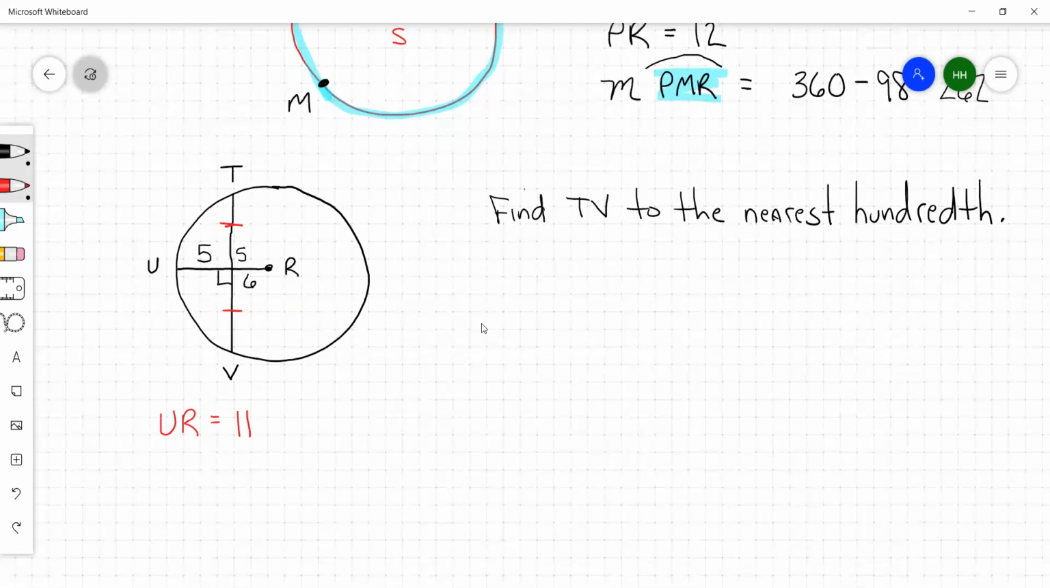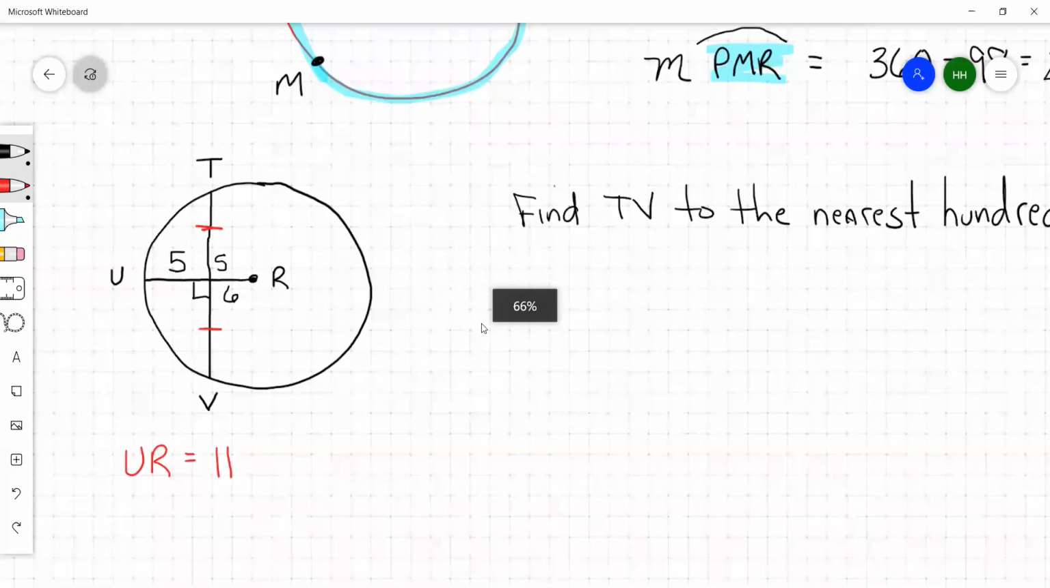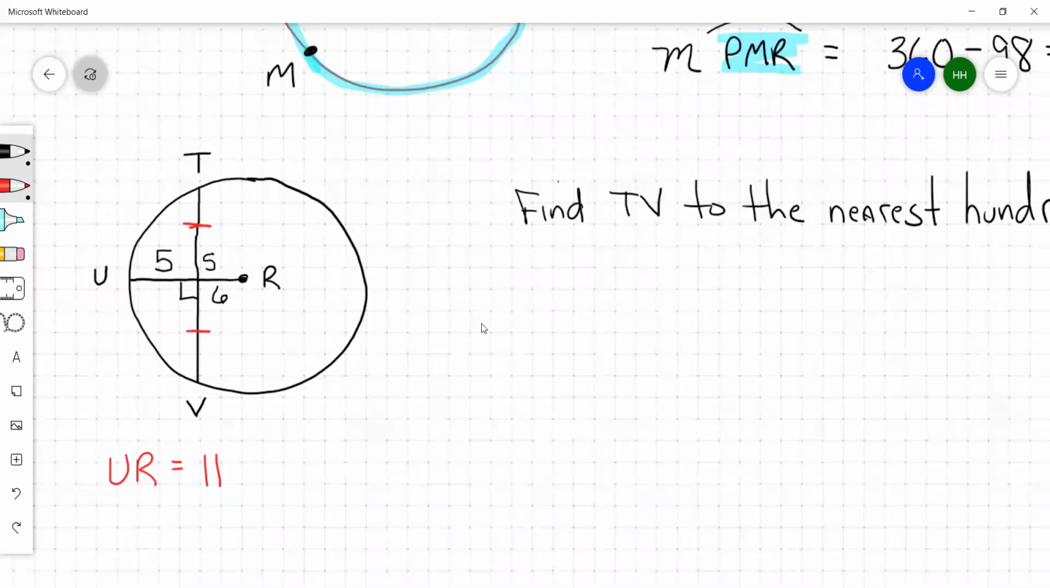All right, you guys see this picture right here? Let me make it a little bit bigger for you. You know that this U to R is 11, and it's a radius, right? So if you connect R to T, isn't that also a radius? And if they are both a radius, then they are both 11 units long. So now you've got this little right triangle here.